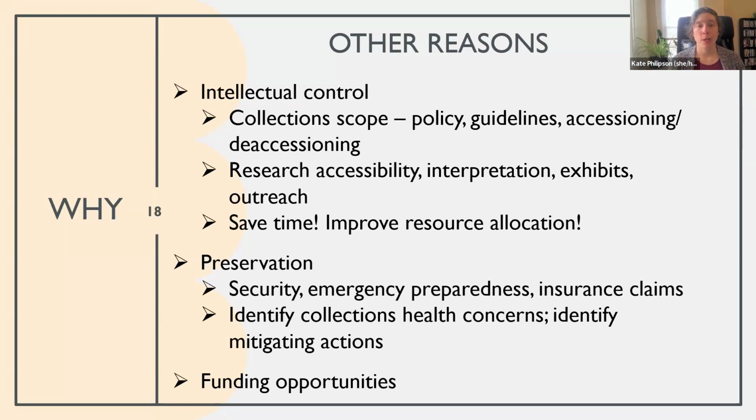Intellectual control can also improve access and use of your materials, which should usually be one of the core tenets of the work you do, right? Providing materials that are accessible for research, interpretation, exhibits, other outreach and connections, other kinds of opportunities and partnerships. All that stuff is harder if you don't know what is actually held in the collection, what the information and materials are. And then saving time and improving resource allocation comes with intellectual control, because you can link it directly to physical control, right?